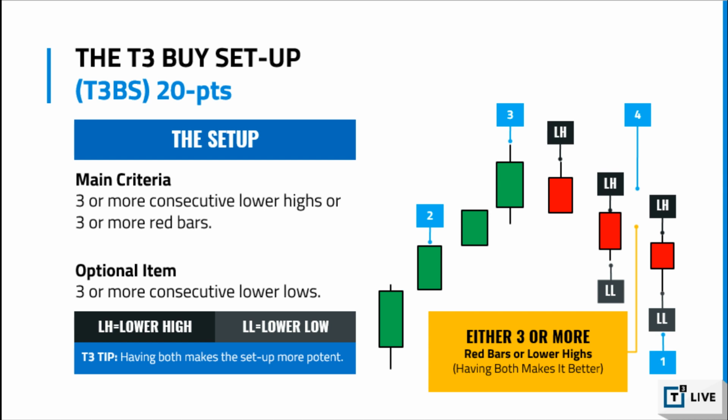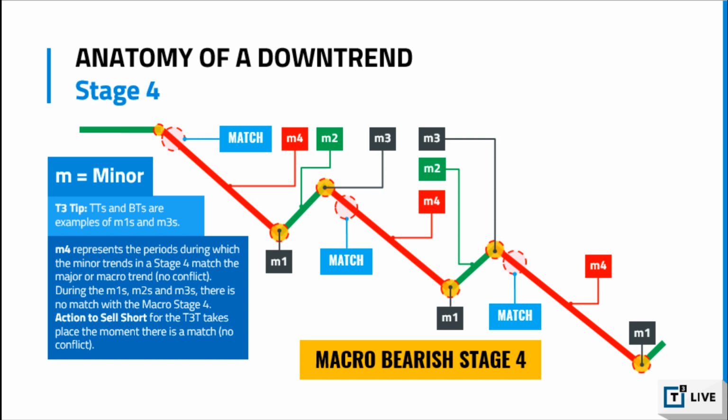So those are the 3 main location items. Again, 20 MA, minor support, and retracement in the range of 40 to 60%. Now, when we're talking about a downtrend, we want to make sure that the trend is down, right? So we are looking for macro bear stage 4.